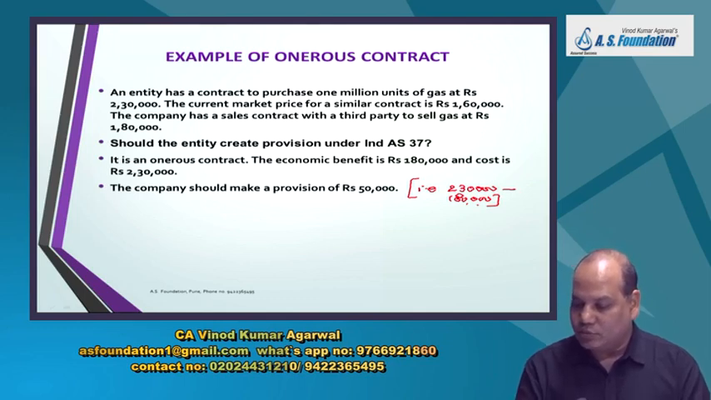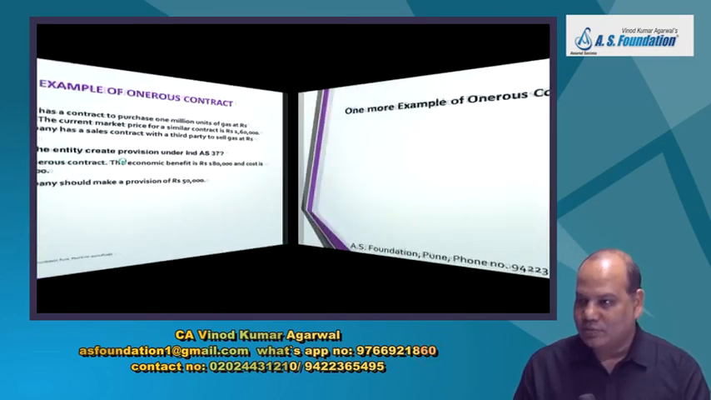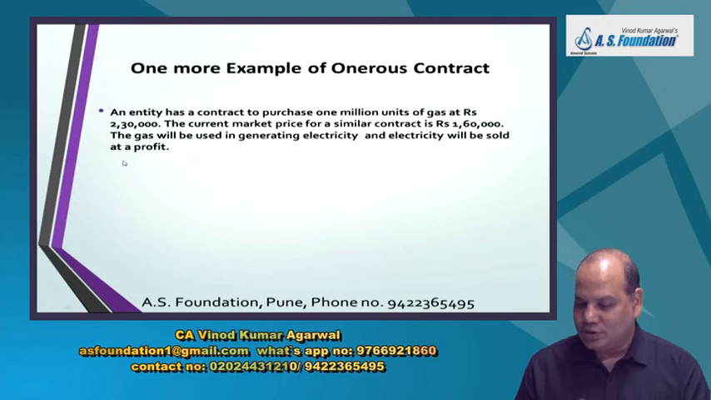In the exam, you have to first write the provision of the standard. If a contract becomes onerous, the company should make a provision. Then why it has become onerous, and then how much provision is required. Okay, try one more. This time you will try.